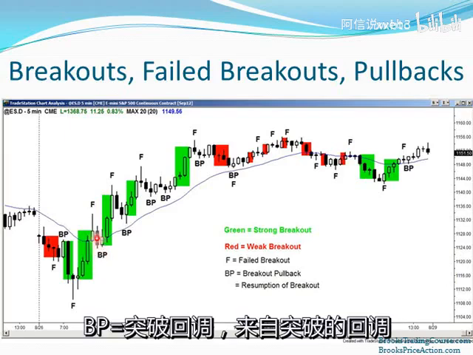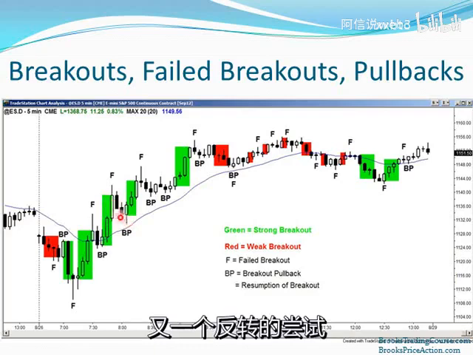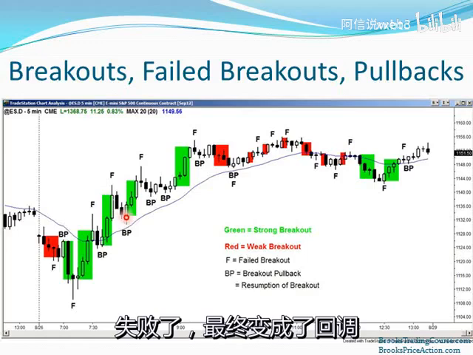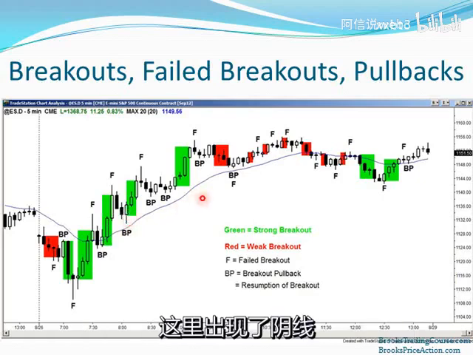BP, breakout pullback, a pullback from the breakout. Another strong breakout, another attempt to reverse. The attempt to reverse failed, and it became simply a pullback, a breakout pullback. So you got a breakout and a pullback buy setup.